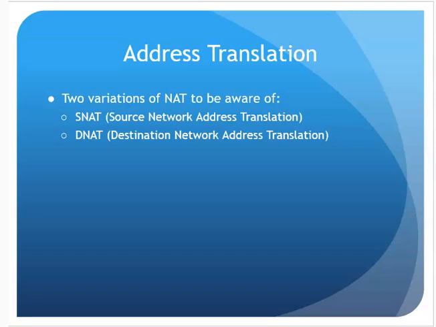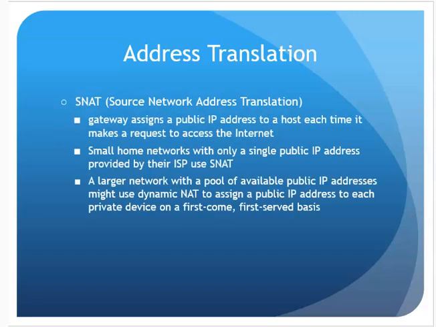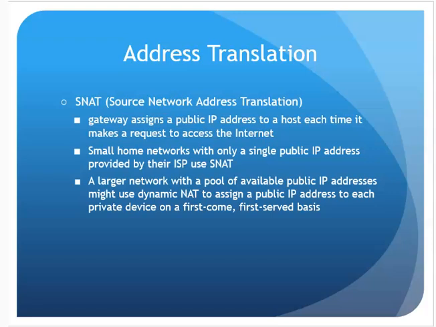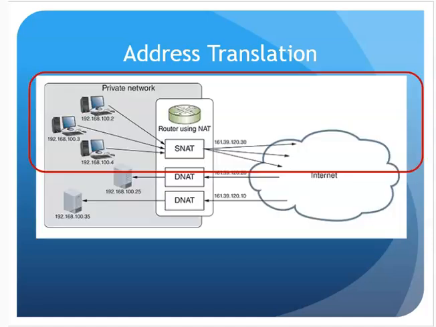There's two variations of NAT, source network address translation and destination network address translation. Your source network address translation, your small home network typically uses this. You have a single IP address outside. The gateway assigns a public IP address to a host each time it makes a request to access the internet. So here we have, again, our nodes inside. It's going to get converted to an IP address outside. So these private entities inside are going to be using this IP address outside. And it's either going to use those ports, like we said, to sort them out, or every time it requests, it just uses that IP. That'd be your source network address translation.